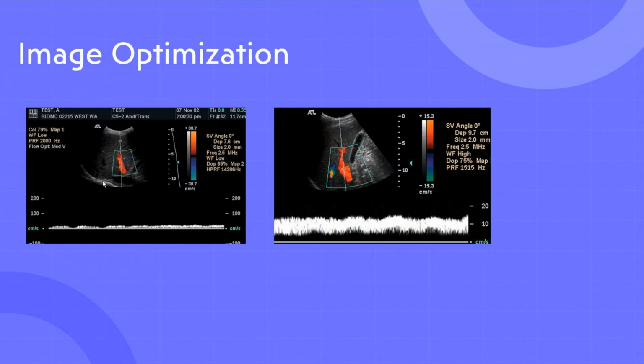So these are some examples. The image on the left shows the spectral scale is set too high. The flow is more difficult to appreciate and characterize on this scale. The image on the right shows an ultrasound image obtained with a high wall filter setting. You can see loss of the low velocity flow component of the spectral waveform immediately above the baseline. You see above the baseline there's no signal. That means the wall filter is set too high.